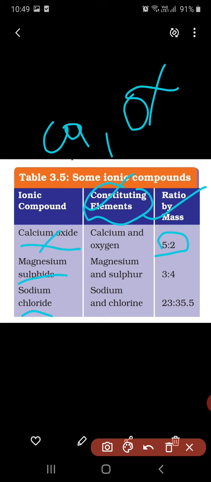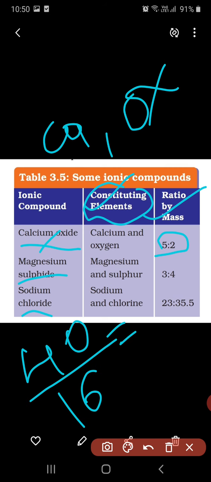What is the atomic mass unit of calcium? 40, and oxygen, as we already know, 16. So after division we get the ratio 5/2.